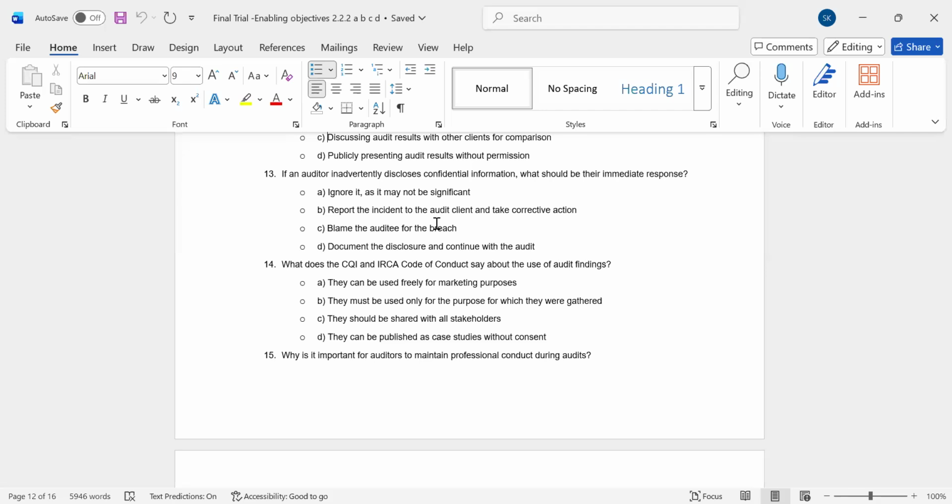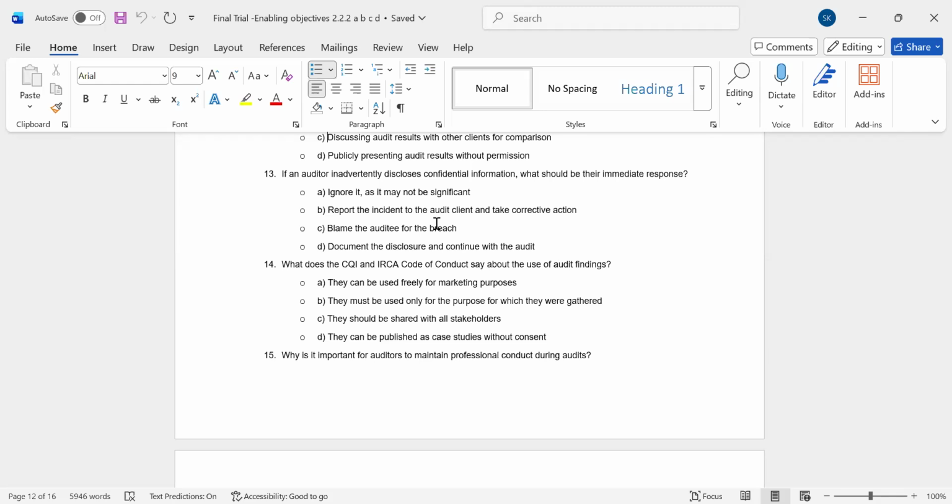Question number 14. What does the CQI and IRCA code of conduct say about the use of audit findings? A. They can be used freely for marketing purposes. B. They must be used only for the purpose for which they were gathered. C. They should be shared with the stakeholders. D. They can be published as case studies with consent.